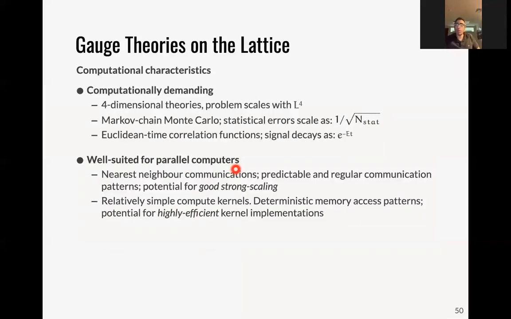So for these reasons it is a computationally demanding field, but it is also well suited, we should say, for parallel computers. And the reason is that the common operation that we need to do, which, as I said, is the inversion of this Dirac matrix, has nearest neighbor communications. And so there are predictable and regular communication patterns. And this has potential for good, strong scaling on parallel systems. Now, the other thing, and we will see this also towards the end of this lecture, is that relatively simple compute kernels are involved. And so you have deterministic memory access patterns, and that creates a potential for making highly efficient kernel implementations.